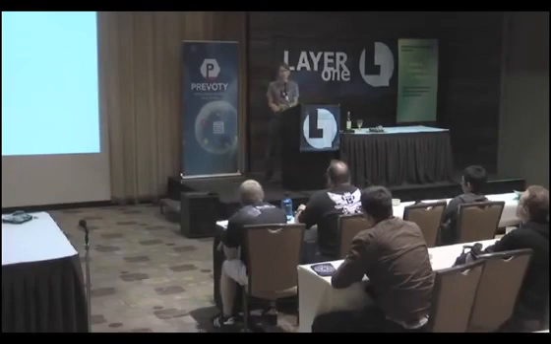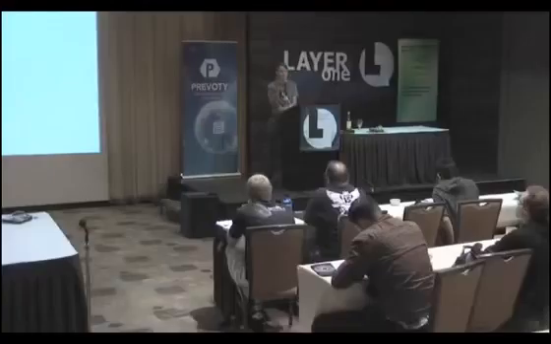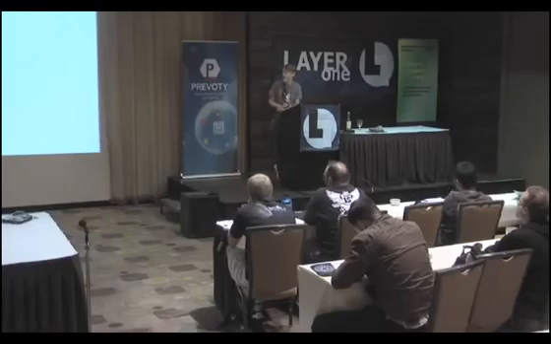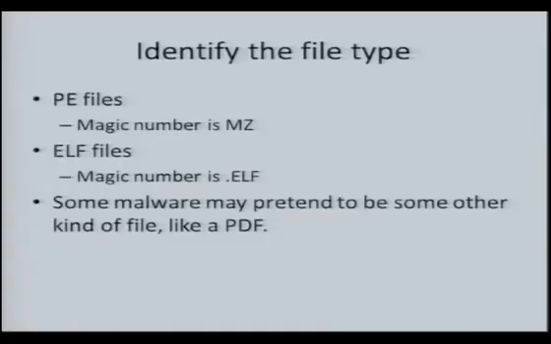The file has to run, so even if it's masquerading as a file type, they'll still leave some clues as to what kind of file it is. Every file starts with a magic number to tell the operating system what kind of file it is. For PE files, for Windows files, MZ is the magic number. If you look in a hex editor at any executable, you'll see an MZ at the start. That tells Windows that it's an executable program. Same thing for Linux. Its magic number is ELF. And some malware might pretend to be a different kind of file, like a PDF. It'll have a PDF extension, but if you actually look at it, it's an executable.